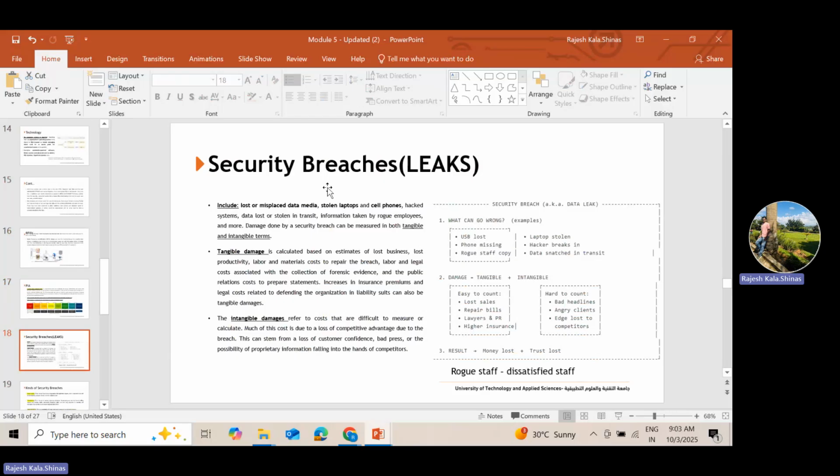Then we have: what are security breaches? What are the two types of damages that happen? Because of security breaches, what will happen? Tangible damage and intangible damage.